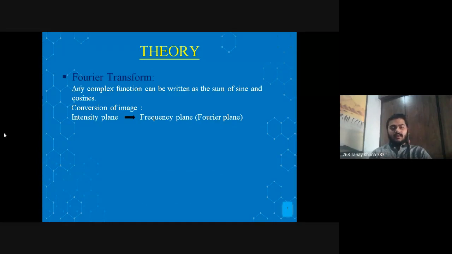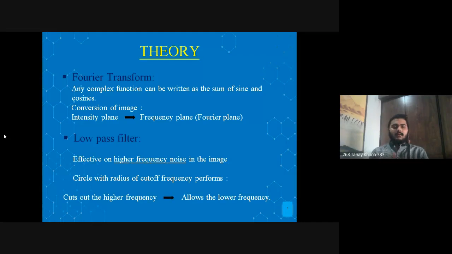The first important thing in the theory component is Fourier transform. To define it, we can say that any complex function can be shown as sum of its sine and cosine components. But here we are using Fourier transformation essentially to convert the image in its intensity plane to the frequency plane. So filtering in frequency domain is basically modifying the Fourier transform of the image as per our conditions and then taking inverse Fourier transform to see the change visually.